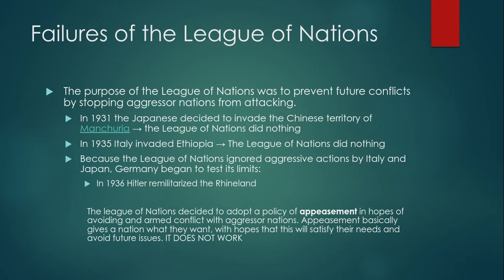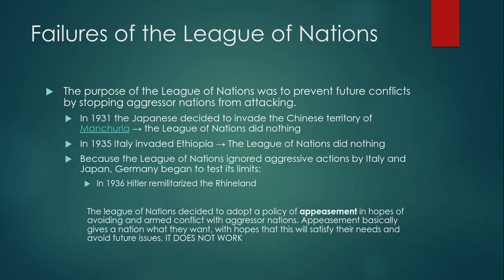This brings us to the next cause of World War II: failures of the League of Nations. We've already learned about the League of Nations, so remind yourself about what it was. Again, this is that supranational organization created after World War I. Woodrow Wilson, President of the United States, is kind of the brainchild of it. Yet the United States doesn't join the League. The whole purpose, though, was that the League of Nations was to prevent future conflicts.